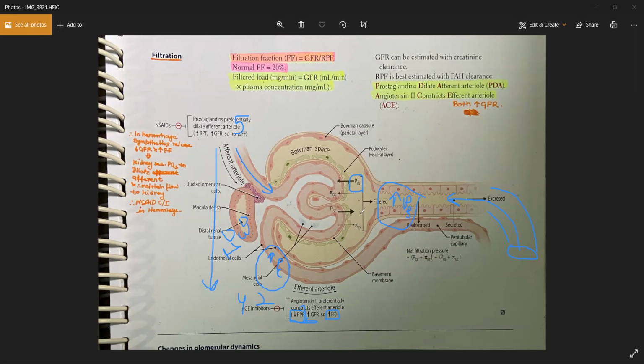Decreased. Exactly. And what about my blood flow to the kidney? The RPF, will it remain the same or decrease? It remains normal. Yeah, it will remain normal, right? Because the capillary has nothing to do with this hydrostatic pressure, right?